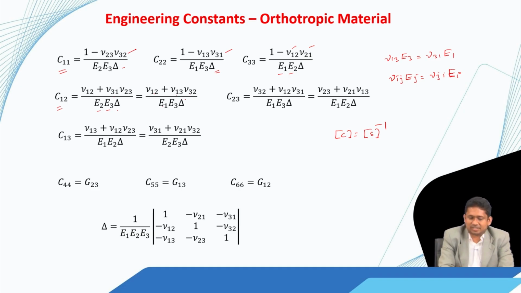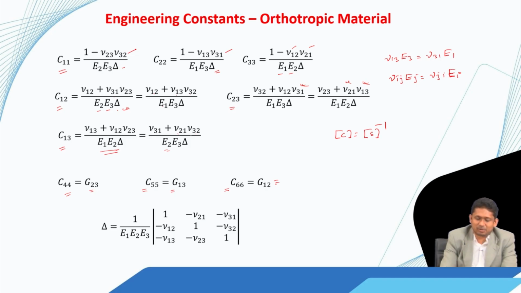Right now we are just using this relation, and we can see that with it we can write it like this. Similarly, C23 can be written as (nu32 + nu12 nu31)/(E1 E3 delta), and again these nu12 and nu31 can be changed and written as nu21 and nu13. Similarly, C13 can be written as (nu13 + nu12 nu23)/(E1 E2 delta), and again it can be written in terms of nu21 and nu32 with this adjustment. And shear terms are independent. So, C44 is equal to G23, C55 is equal to G13 and C66 is equal to G12.